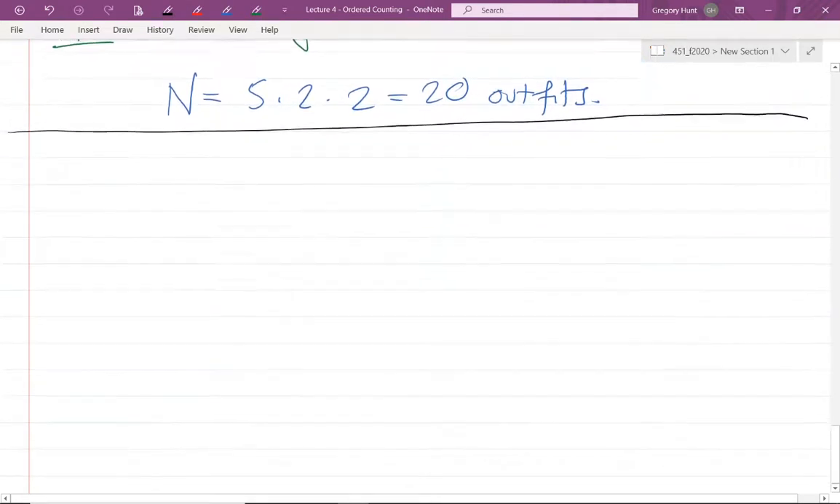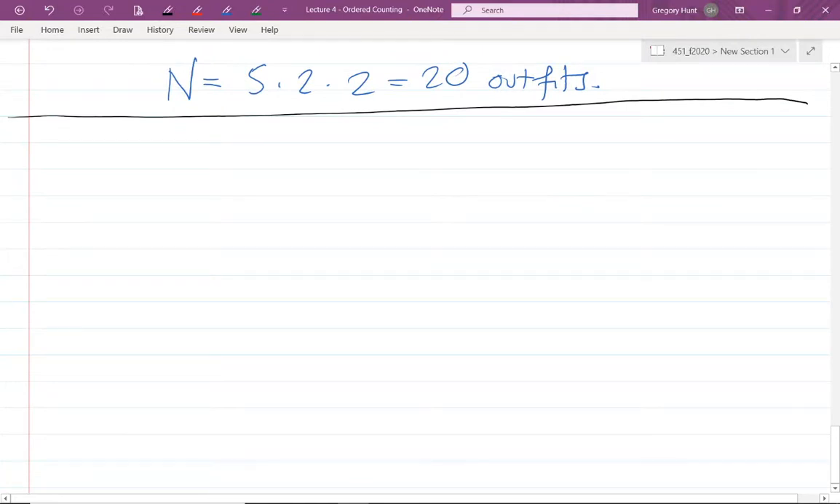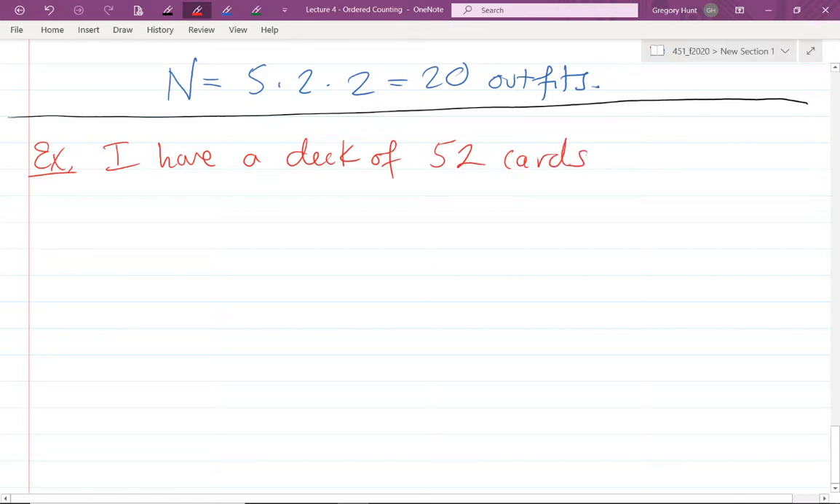We could look at how this applies to probability. So for example, I have a deck of 52 cards. Card games are always kind of a favorite in probability classes. I have a deck of 52 cards.